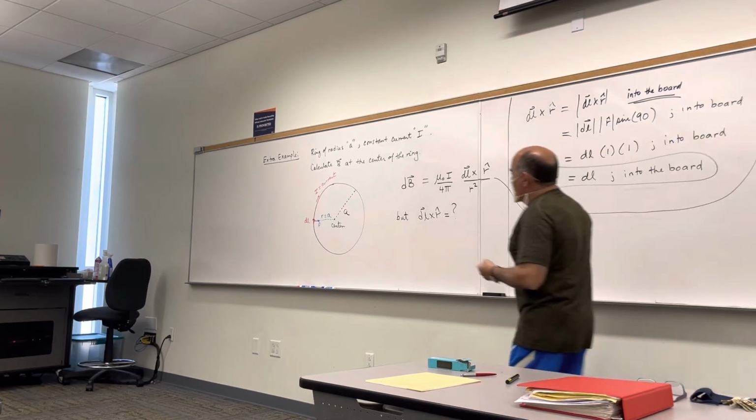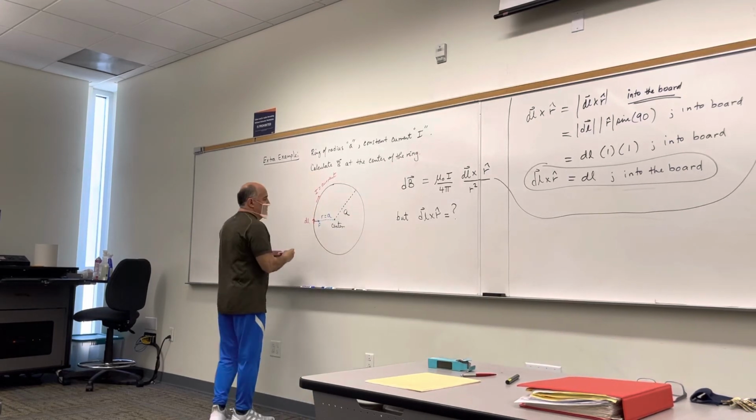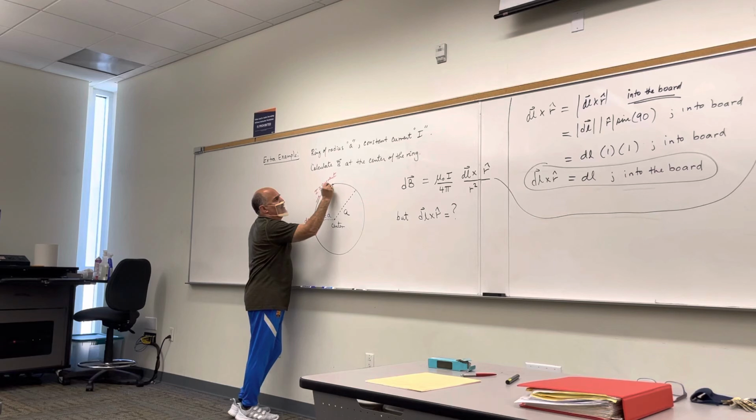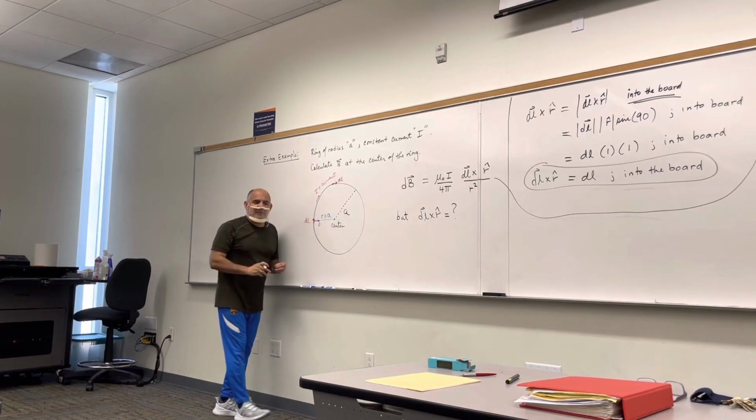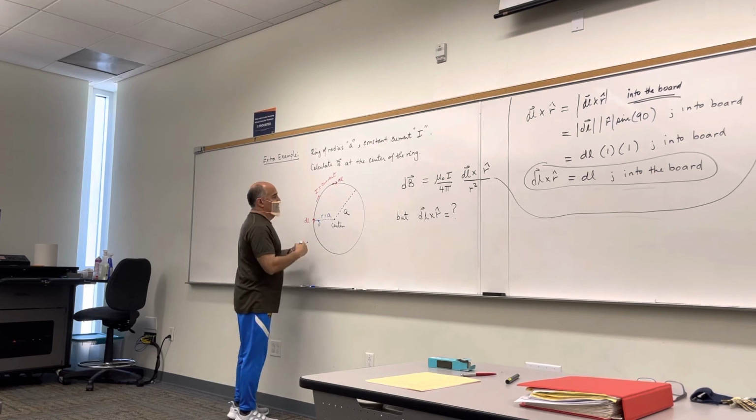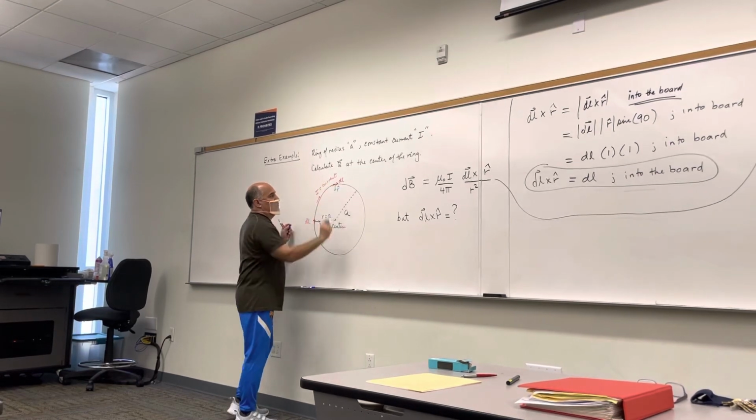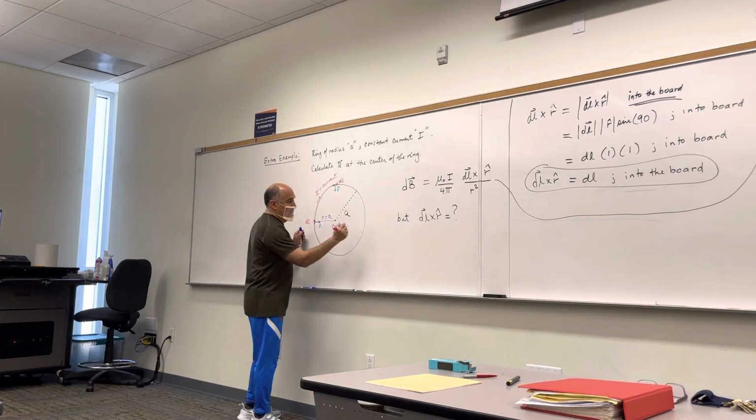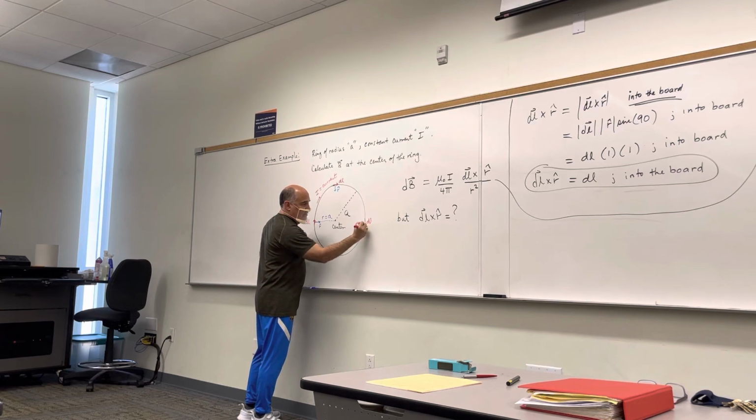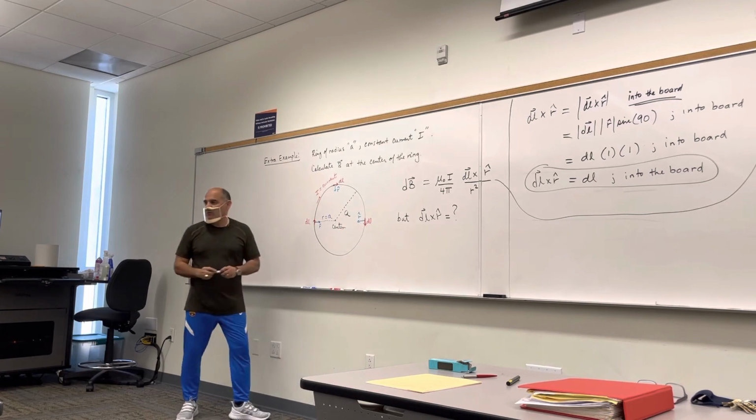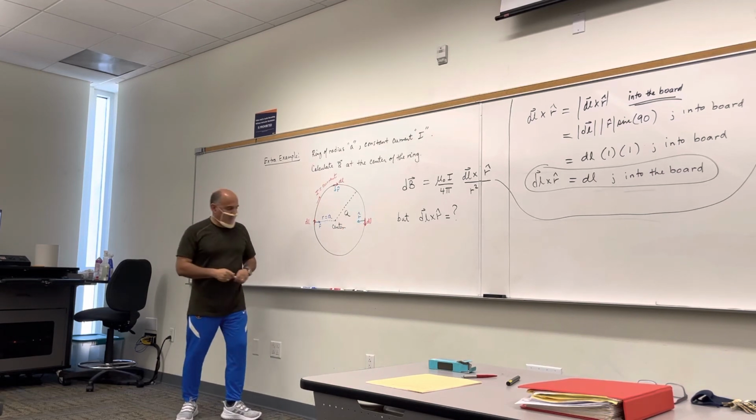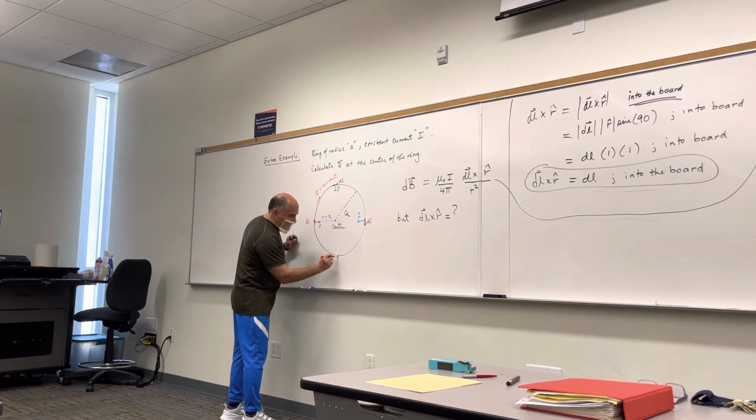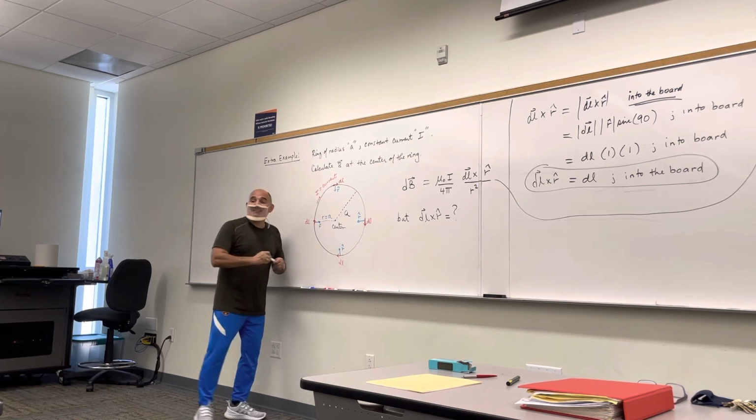But in this problem, it doesn't matter where I choose the L. By the way, what if I choose the L over here? What would be the direction of the L cross R hat? Now R hat would be this. What is the direction of the L cross R hat? Into the board. What if I choose the L over here? Now R hat would be this. What is the direction of the L cross R hat? Into the board, right? So this is a really simple problem because all of these contributions point in the same direction.